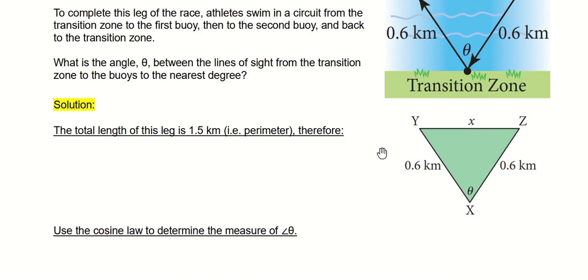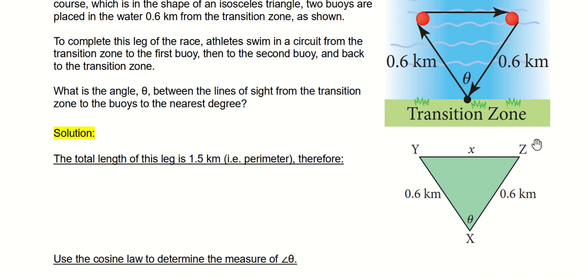This triangle has been redrawn so it's a little easier to understand, labeled X, Y, and Z. Let's get to the solution. The first part is really easy. It tells you that the whole perimeter, or in this case the leg, is 1.5. So you can just subtract the two 0.6 sides from 1.5 to give the value of x.